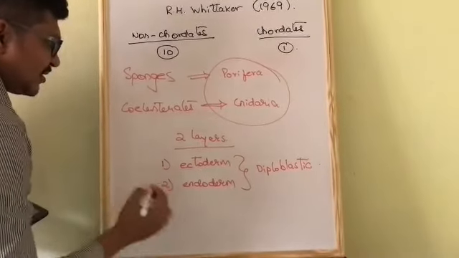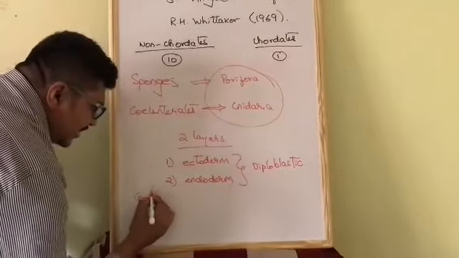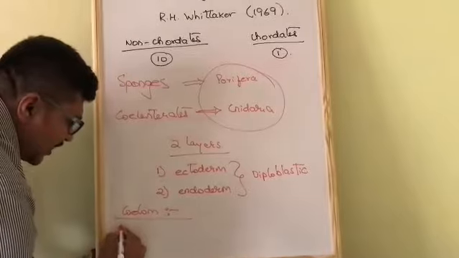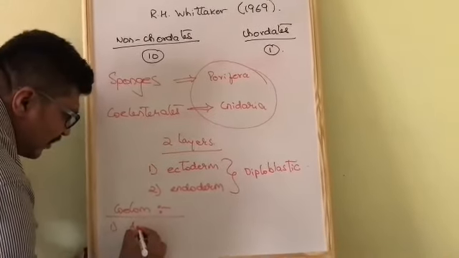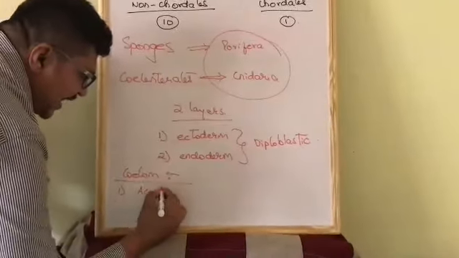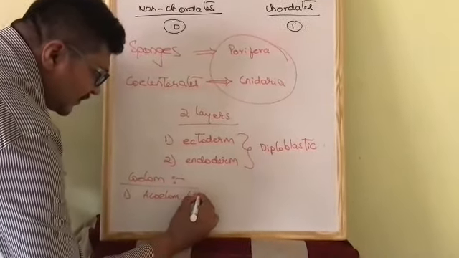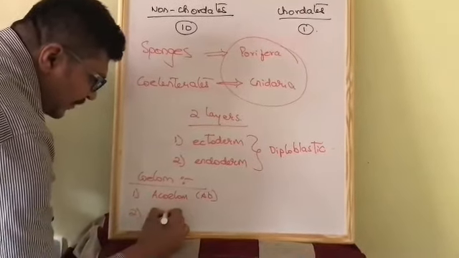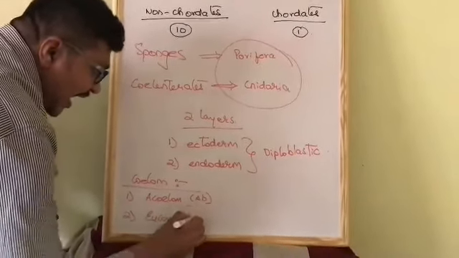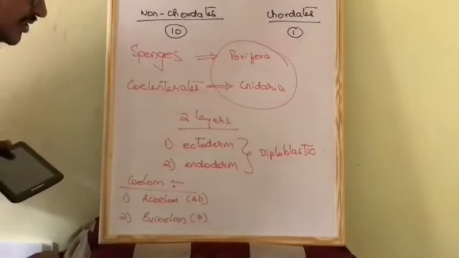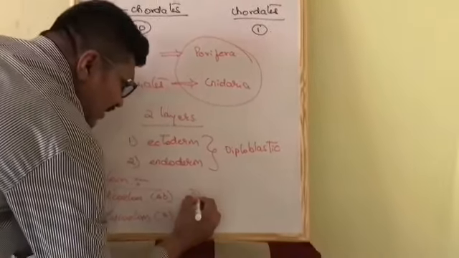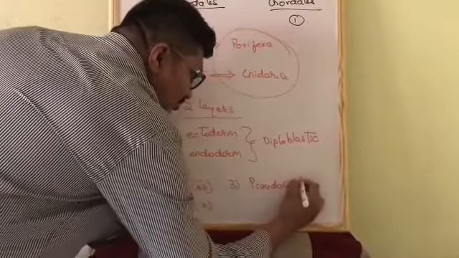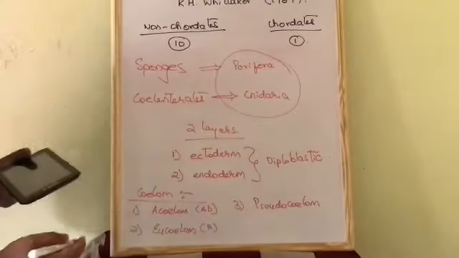And the second concept asked is of coelom. Now there are 3 types of coelom. One is where coelom is absent, called acoelomates. Second, where coelom is present and it is well developed, which is called eucoelom. The third one, where it is present but it is not well developed, is called pseudocoelom.